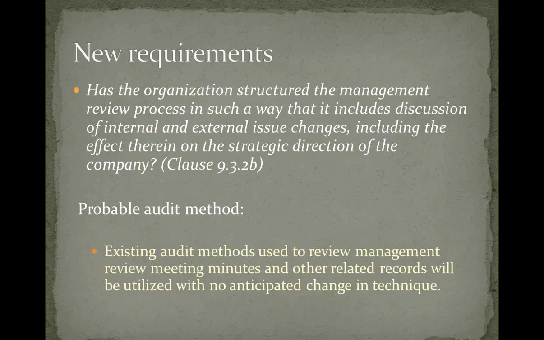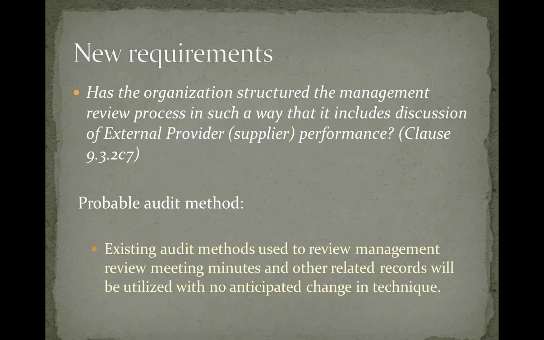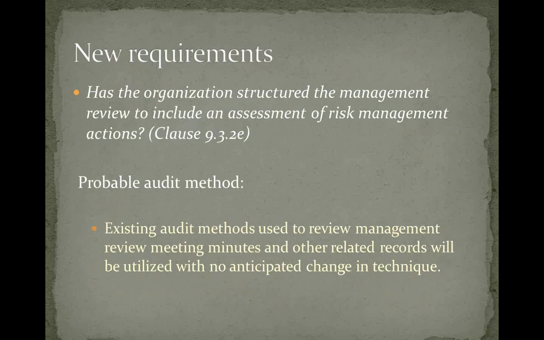Turning then to Section 9, the last of these new requirements, most of which pertain to management review. There are some new discussion points that are required. We're going to go through these rapid fire here. Has the management review process been structured that it includes discussion of internal and external issues, including the effect therein on the strategic direction of the company? Has management review been structured that it includes discussion of external provider or supplier performance? And has it been structured in such a way that it includes an assessment of risk management?